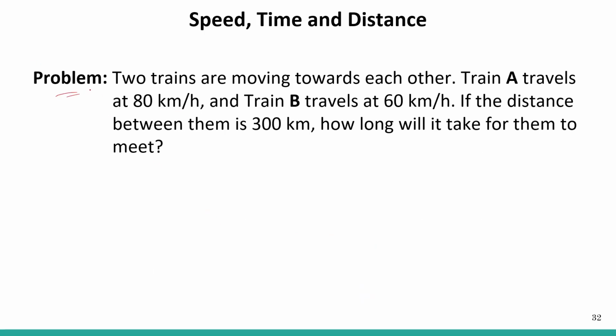So let's see the problem. Two trains are moving towards each other. In this case, it is moving towards each other. So it is A and it is B. So train A is moving towards B and train B is moving towards A.